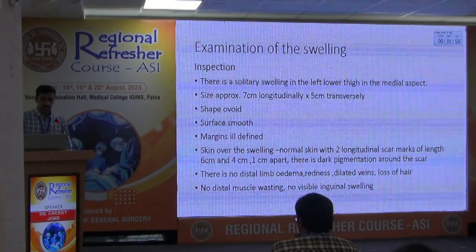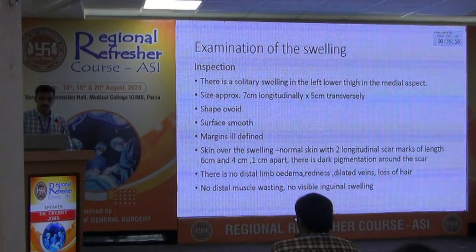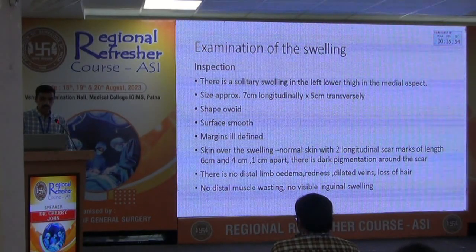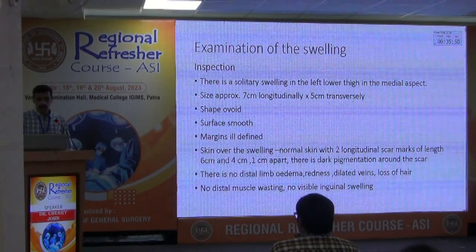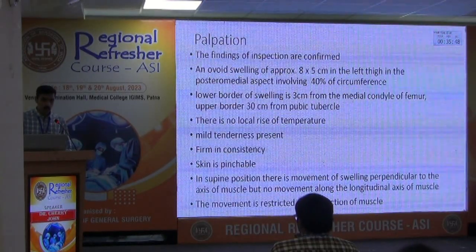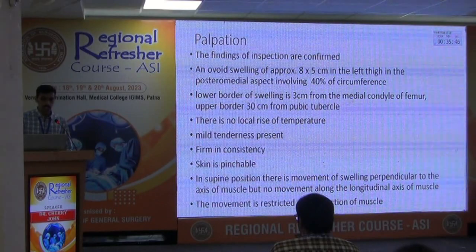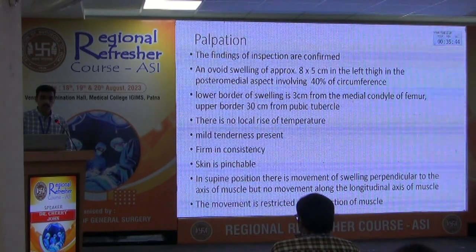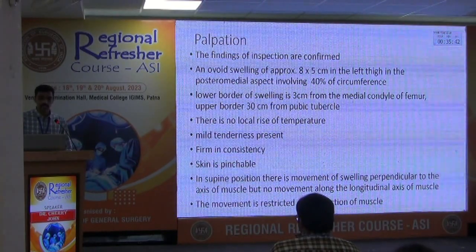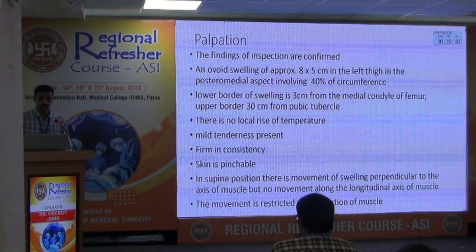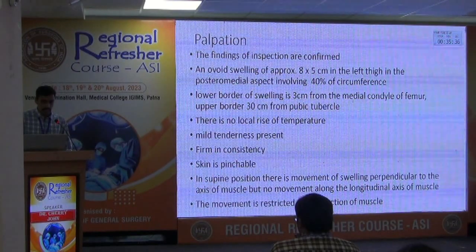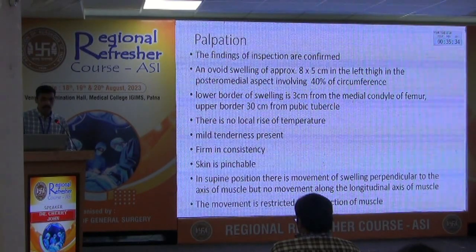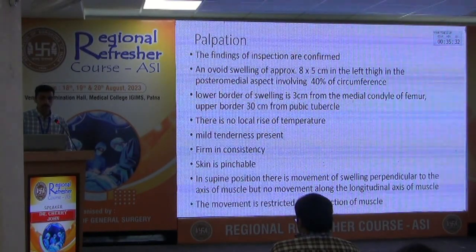There is no distal limb edema, redness, dilated veins or loss of hair. No distal muscle wasting, no visible inguinal swelling. On palpation, the findings of inspection are confirmed. An overt swelling of approximately 7 by 5 cm in the left thigh in the posteromedial aspect involving 40% of the circumference. Lower border of the swelling is 3 cm from medial condyle of femur and upper border is 30 cm from the pubic tubercle.